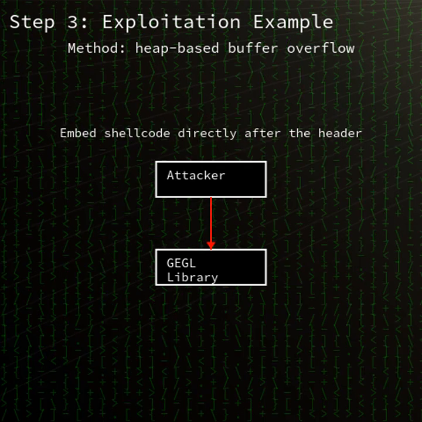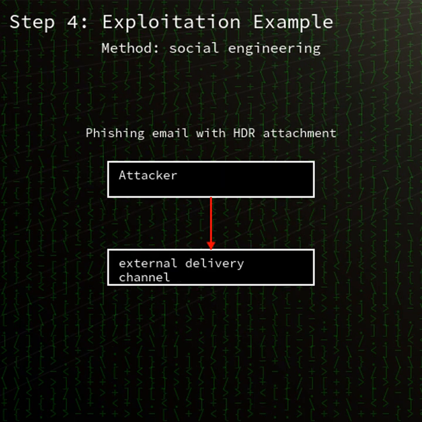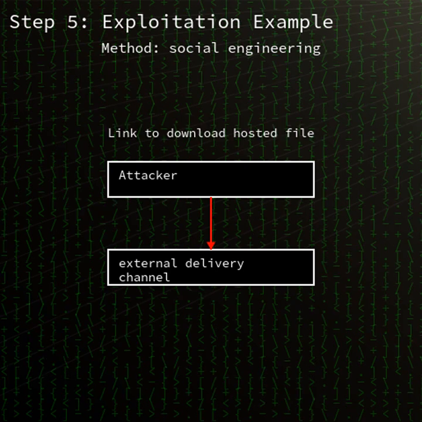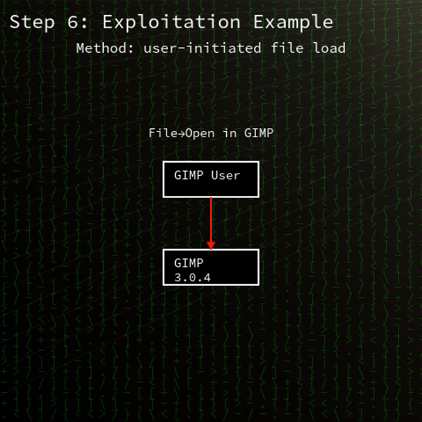The affected component is GEGL, the core graph-based image processing library used by GIMP version 3.0.4. GIMP is an open-source image editor available across multiple Linux distributions. This vulnerability was reported by the Zero Day Initiative under ZDI CAN 27803 and later catalogued as CVE-2025-10921. OpenSUSE and SUSE Linux Enterprise have published patches to remediate the issue in their respective repositories.